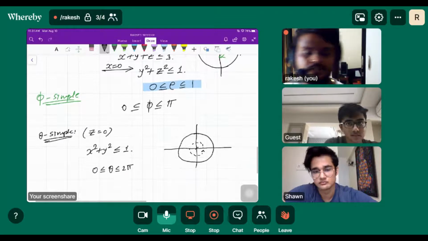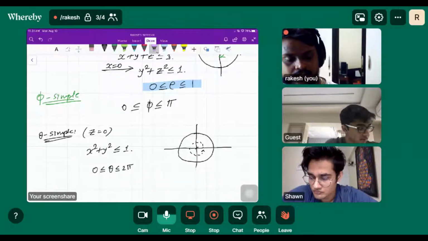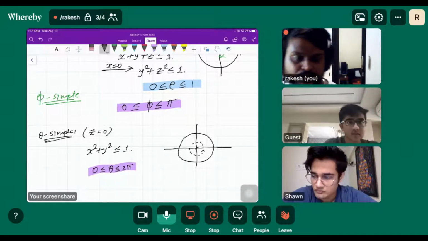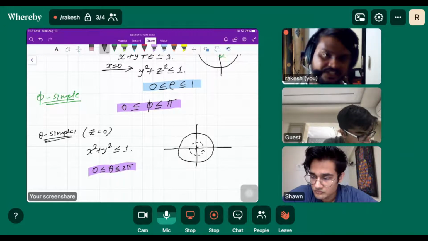Once we found all these limits of the integral, we can set up the integral here.